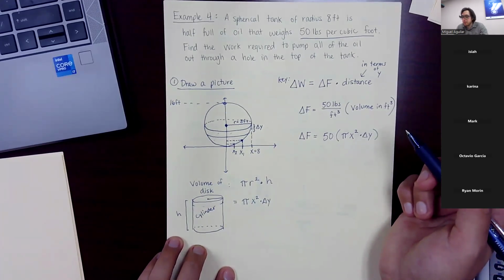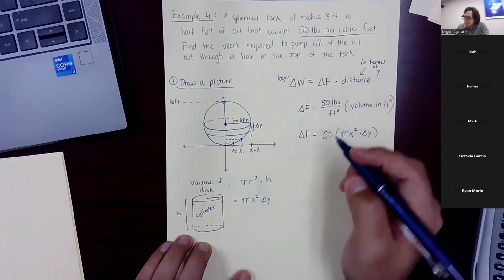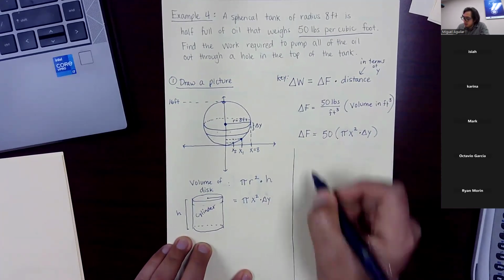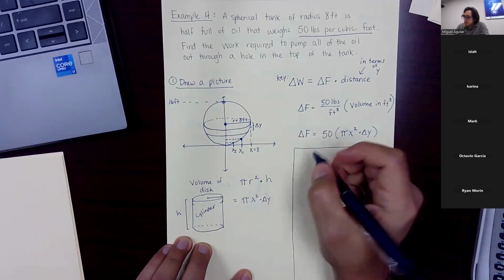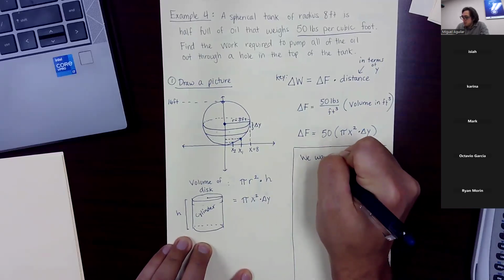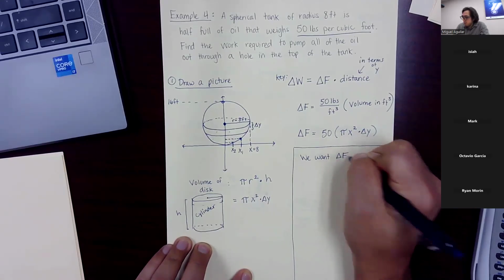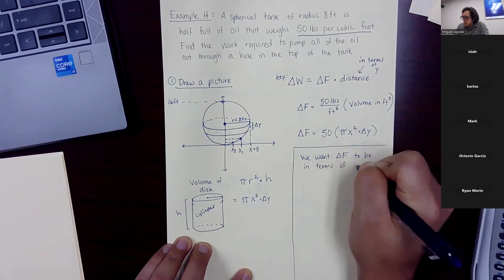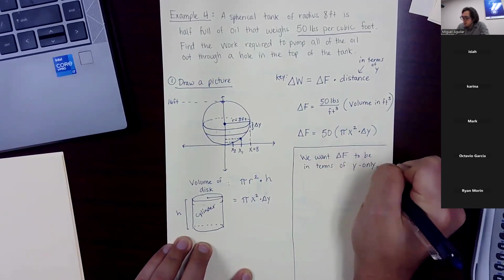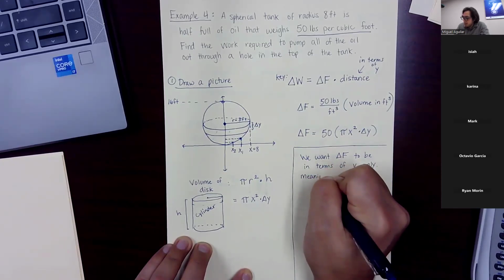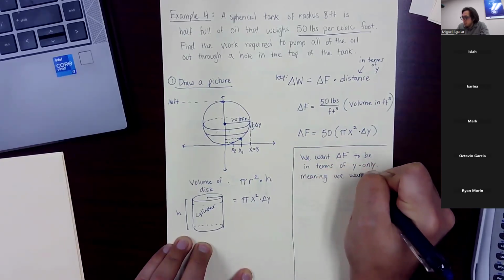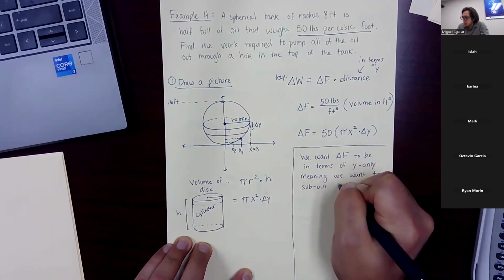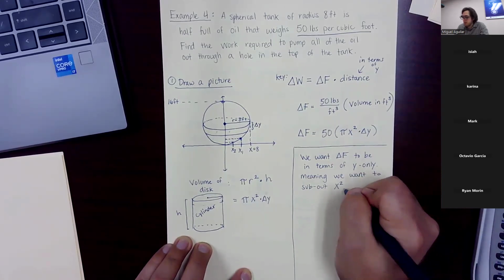Okay. So here's where it gets a little bit more dicey. Okay. I'm going to sort of partition this a little bit. We want delta F to be in terms of y only, meaning we want to sub out the x squared term. Okay.